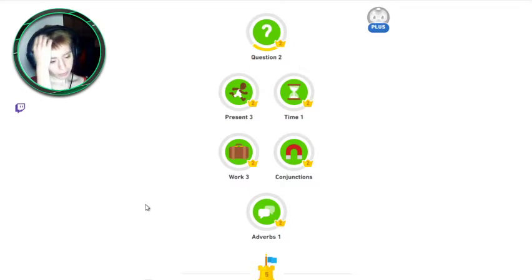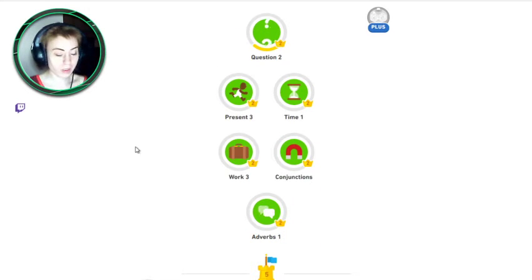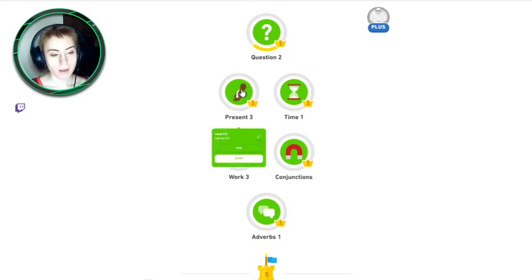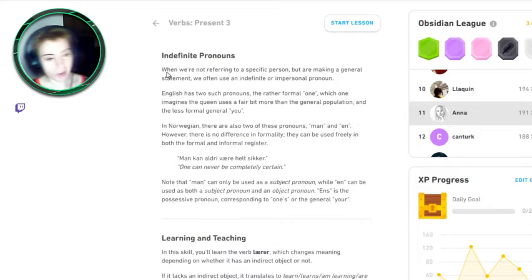So, we're going to go over this at the end of this lesson, but there is a rule in most Germanic languages that actually doesn't apply to English for some reason. So, that'll be fun. But to start off, we're going to start with the present tense, and a refresher on indefinite pronouns. What's this?